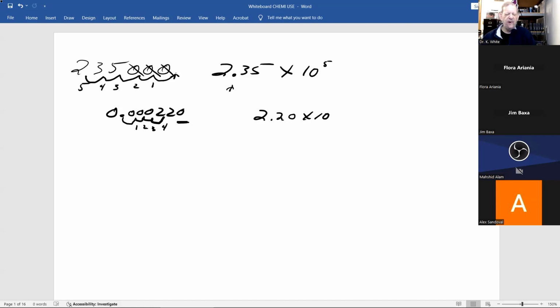Now, when the number is less than 1, n is negative. Well, we moved it 4 times, but it's -4. So that would be 2.20 times 10 to the -4. Remember, when it's greater than 10, the zeros at the end are dropped. When it's less than 1, zeros at the end are not dropped.